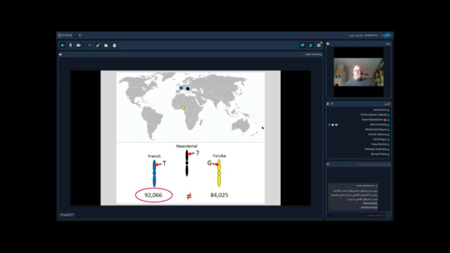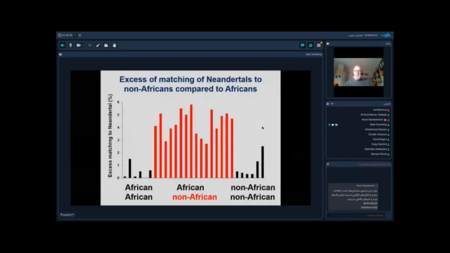It could be a French individual as shown here, which would make sense because Neanderthals were in Europe, along with the ancestors of French people. But you could take a Han Chinese, you could take a Papua New Guinean, you could take someone from the New World. They all show an excess of matching compared to an African, to the Neanderthal. And so that's summarized here, that we see this excess matching.